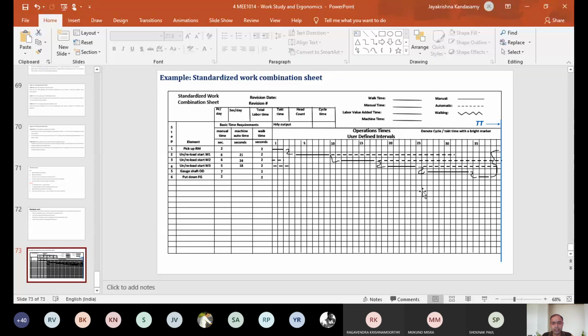So by this we complete the fourth module. For your examination, you will have both the fourth module and the fifth module.